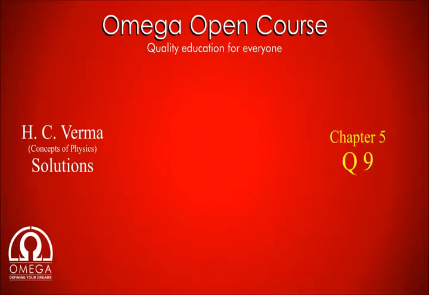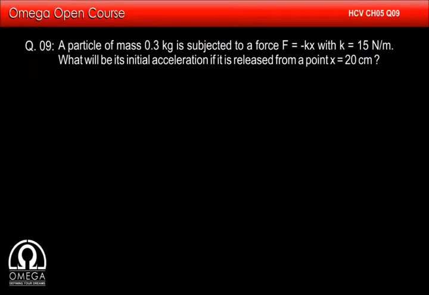H.C. Verma, Chapter 5, Question number 9. A particle of mass 0.3 kg is subjected to a force F is equal to minus kx, with k is equal to 50 Newton per meter. What will be the initial acceleration if it is released from a point x is equal to 20 centimeter?